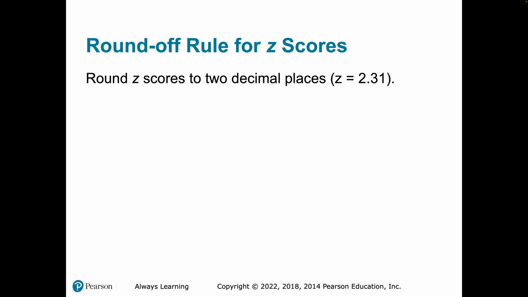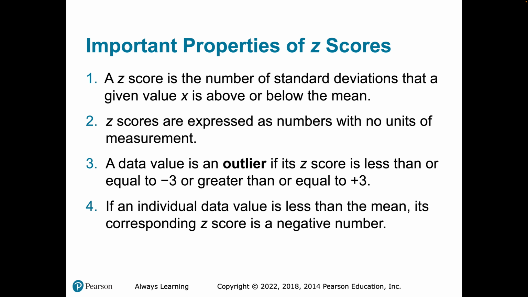So, rounding rule: we typically round z-scores to 2 places. So if you had a z-score of like 2.317, we would round the z-score to just 2.32. Now, if you're entering a z-score in MyStatLab, enter the z-score however MyStatLab instructs you to do so.